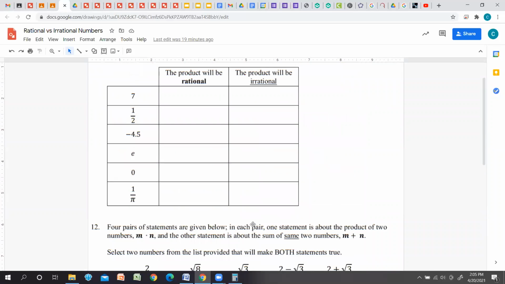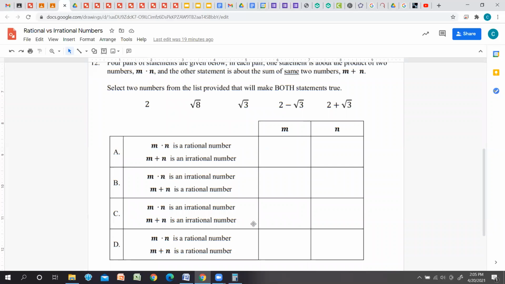It might be a bit challenging, so if you need extra help, please attend tutoring or ask questions during the week. But basically, just think, right, when you add or multiply, you get different answers.